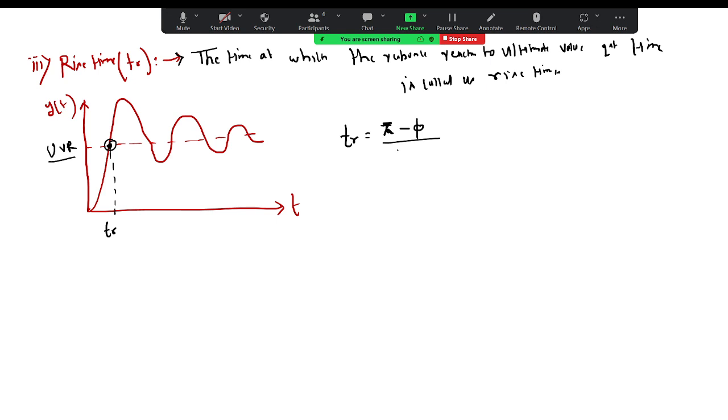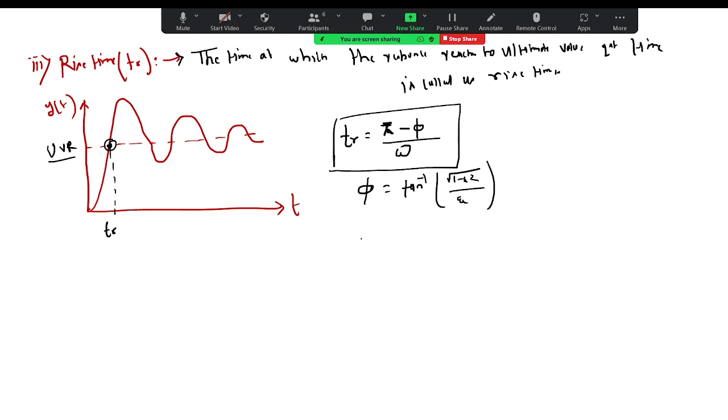This is given as (pi minus phi) divided by omega, where phi is equal to tan inverse of root of 1 minus zeta square divided by zeta. You have to remember it at any cost. And omega is equal to root of 1 minus zeta square divided by tau. So this formula you have to remember, right? This is your rise time. Some modeling was there, and from that modeling you can calculate the value of all these parameters. But you don't have to do modeling in GATE. You have to remember this.